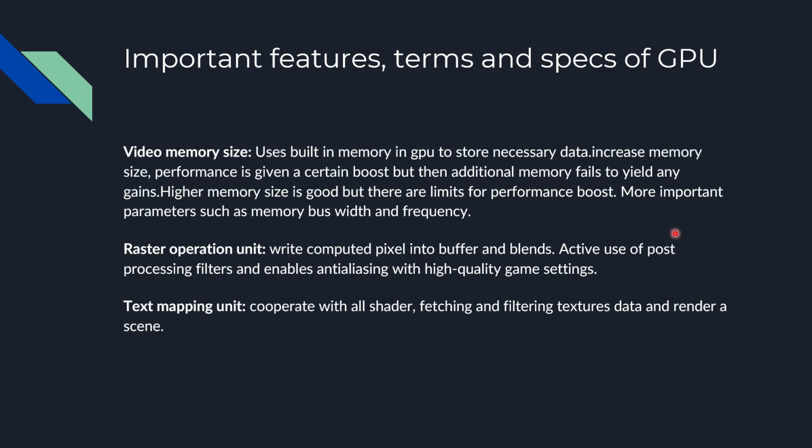The raster operation unit. It writes computed pixels into the buffer and blends, allows active use of post-processing filters, and enables anti-aliasing with high-quality game settings. This is most likely a great feature for the new upcoming games, where they would use a lot of computing to render the scene of the game. Other than that, it's the texture mapping unit, which cooperates with all shaders, fetching and filtering textures and data, and rendering a scene.